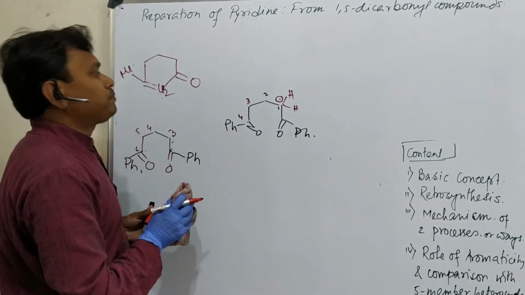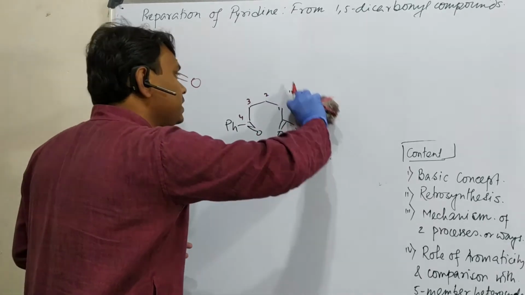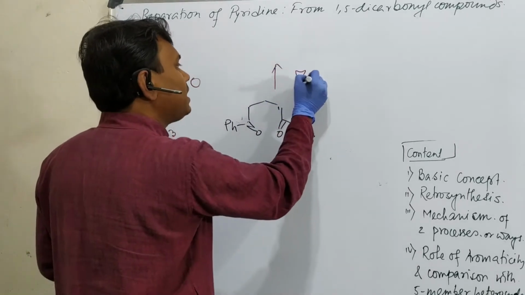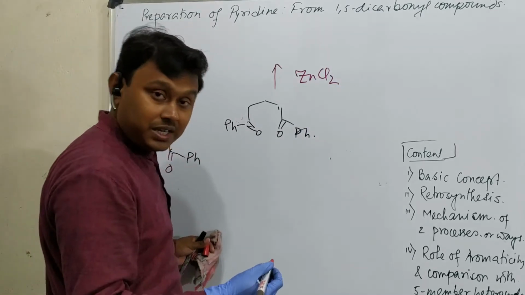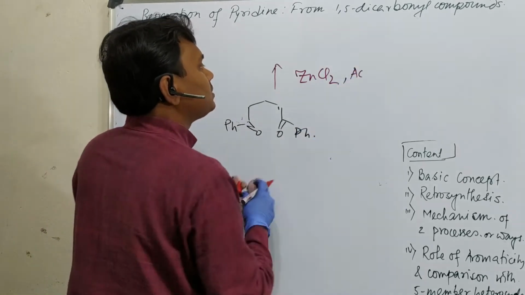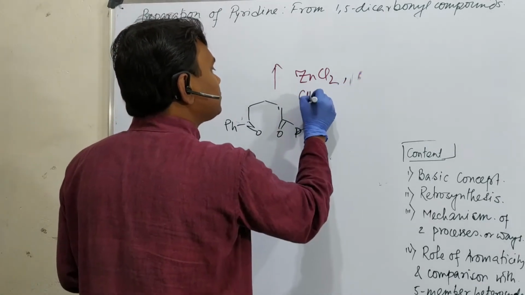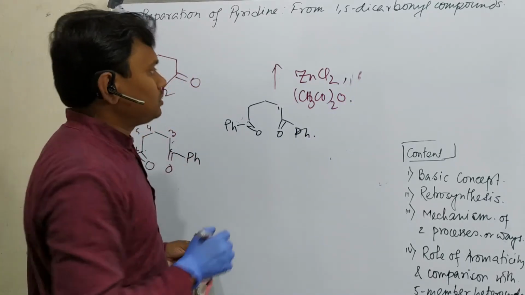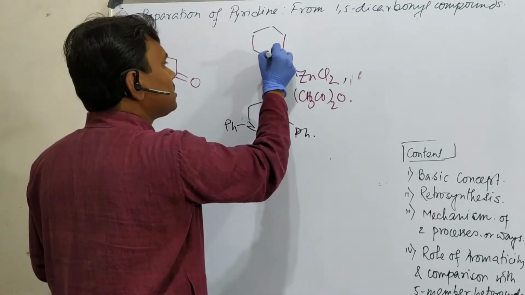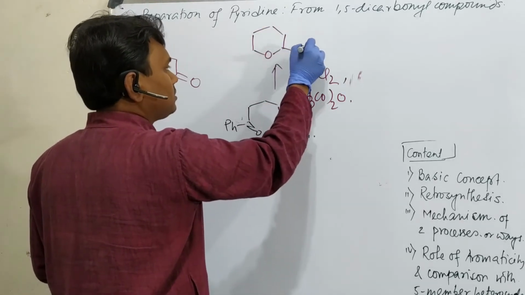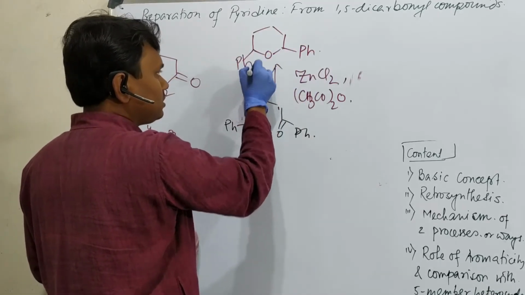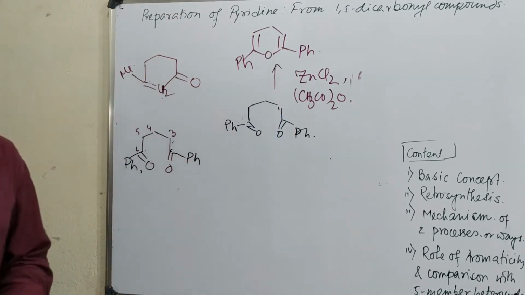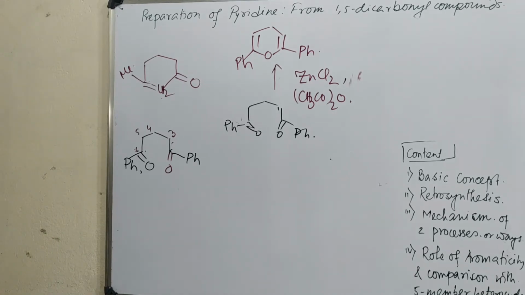But under selective reaction conditions, what do I mean by selective reaction conditions? It means, if you take for example a very strong Lewis acid like zinc chloride and a dehydrating agent, acetic anhydride, what could happen? Under this condition cyclization is possible. What is the product? Product is this, okay. So under this reaction condition, this cyclization is possible.